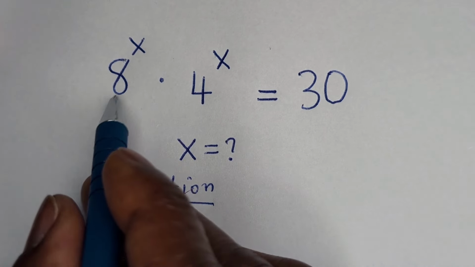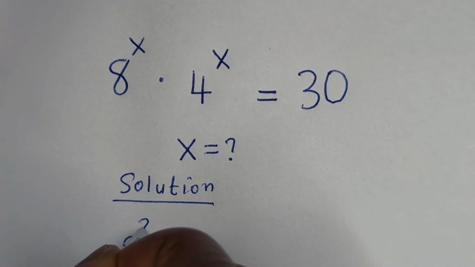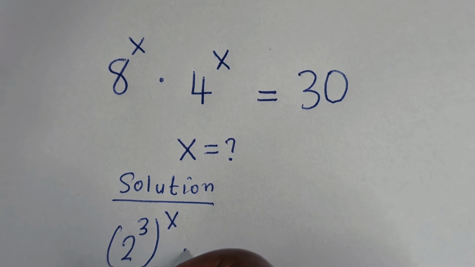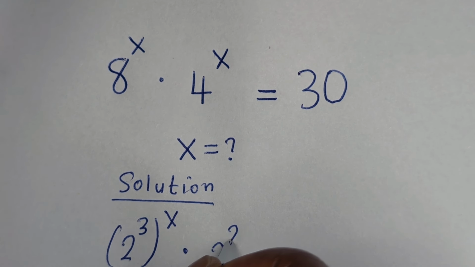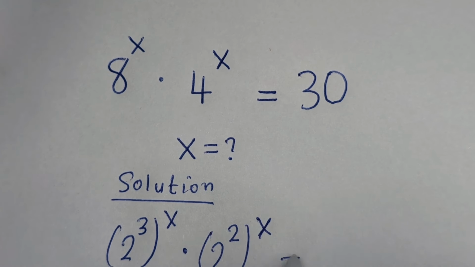Then here, 8 raised to power x can be written as 2 raised to power 3, raised to the power of x, multiplied by 4 raised to power x, which can be written as 2 raised to power 2, raised to the power of x, is equal to 30.